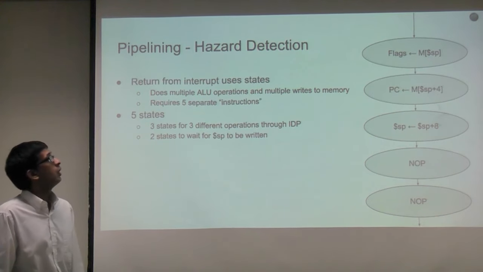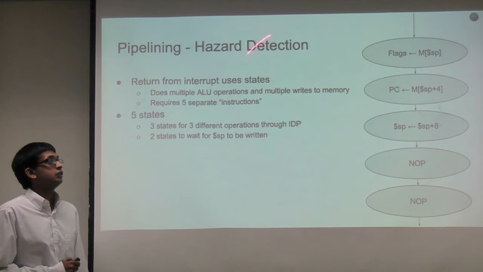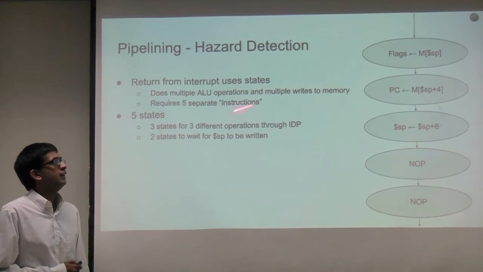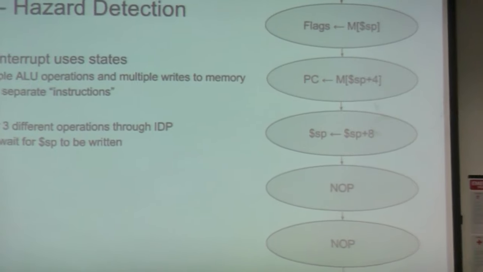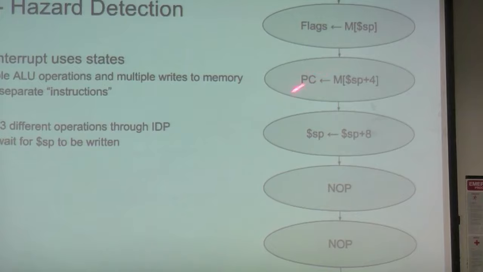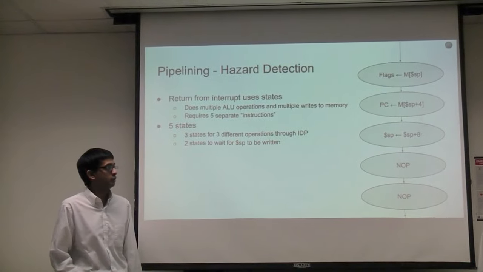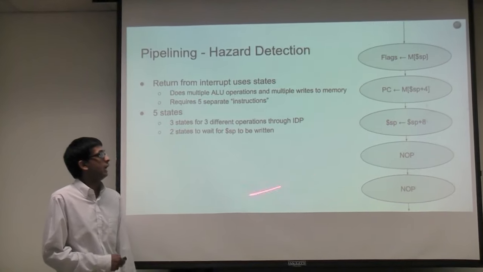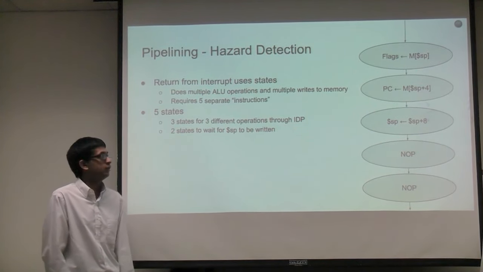Okay, going through return from interrupt, that also uses states. It also does multiple operations, and it has 5 separate kinds of instructions, so it's best to do it in states just like interrupts. Starting with the first state, it loads the flags from memory, it loads PC from memory, and it updates the stack pointer, as well as 2 no-op operations. Those 2 no-operations are done to wait for the stack pointer to be written to.